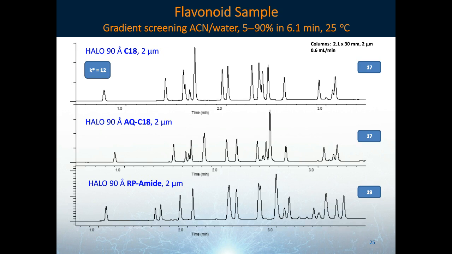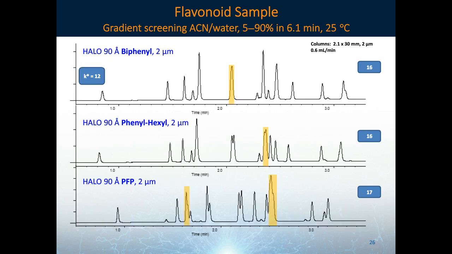In terms of the biphenyl on the top here, we have coelutions, so we're only able to count 16 peaks of the flavonoids. The middle chromatogram for phenylhexyl, we also saw 16 different peaks, and the bottom chromatogram with PFP phase, we identified 17 different peaks.